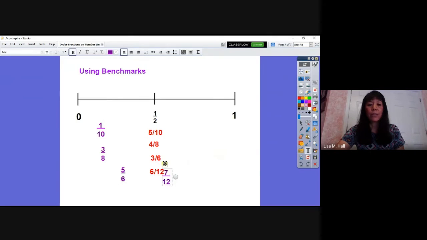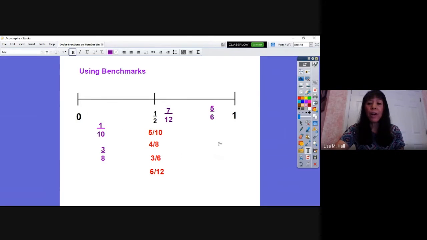7/12 is greater than 6/12. It's only 1/12 greater than a half, and I know halves are small, 12ths are very small pieces. 5/6 is more than 3/6. So let me make sure I have the 7/12 and the 5/6 in the right order. Well, 7/12 is only one small piece greater than a half right here. So this can actually be real close. 5/6 is only 1/6 away, and 1/6 is a bigger slice than a 12th. So I'm confident that those two are in the right order.